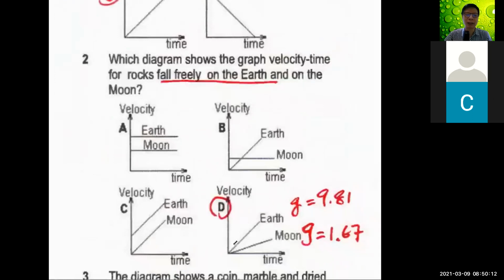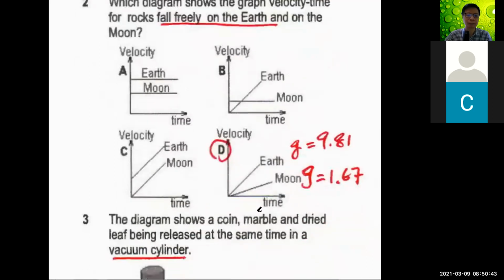Because on Earth the gradient must be bigger, because gravity on Earth is 9.81. It must be a bigger gradient. Of course, both start from 0. Okay, on Earth the gradient represents the gravitational acceleration, right? So the Earth gradient is bigger. On the Moon the gradient must be smaller because the gravity is only 1.67. So the gradient is smaller. This one gradient bigger. Understand?